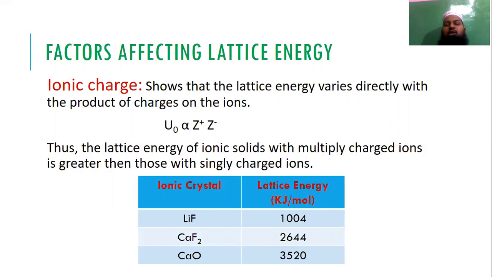The table shows ionic crystals and lattice energy. Lithium fluoride shows 1004. This is the lattice energy value. Calcium fluoride 2644. Calcium oxide is 3520. Compare these three: lithium plus, F minus charge; calcium 2 plus, fluoride minus charge; calcium 2 plus and oxygen 2 minus. Here calcium oxide has more charge, so it shows the higher lattice energy.